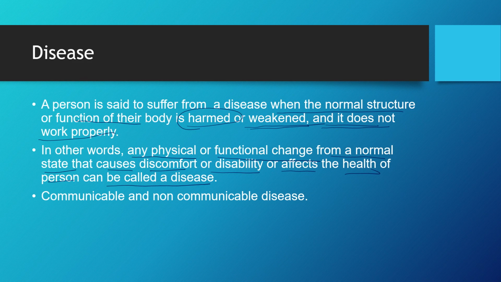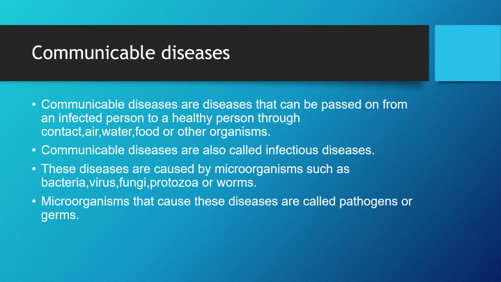Now there are two types of diseases: one is the communicable disease and the other is the non-communicable disease. Let us first focus on the communicable disease. So what is a communicable disease? Communicable diseases are diseases that can be passed on from an infected person to a healthy person through contact. As the name suggests, communicate means to pass on from one person to another. So it passes from the infected person to a healthy person through contact with air, water, food or any other organism.